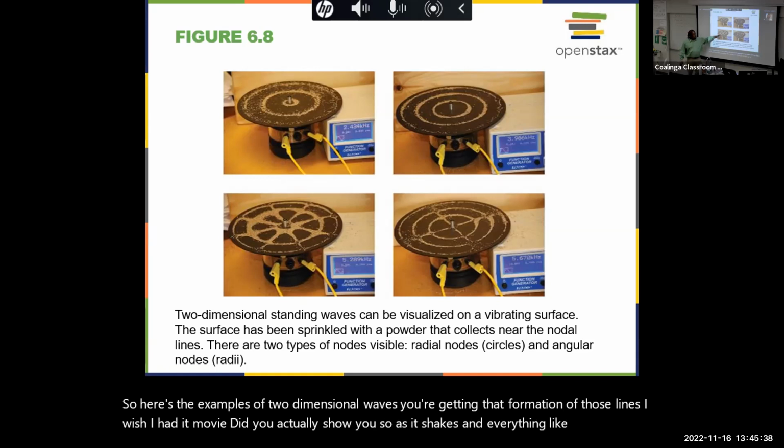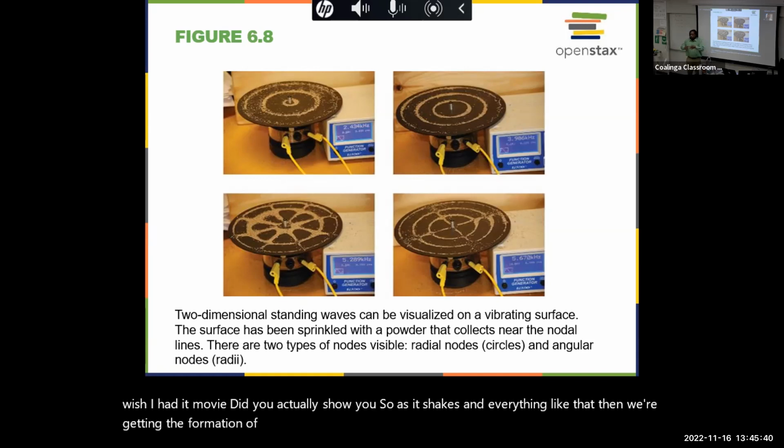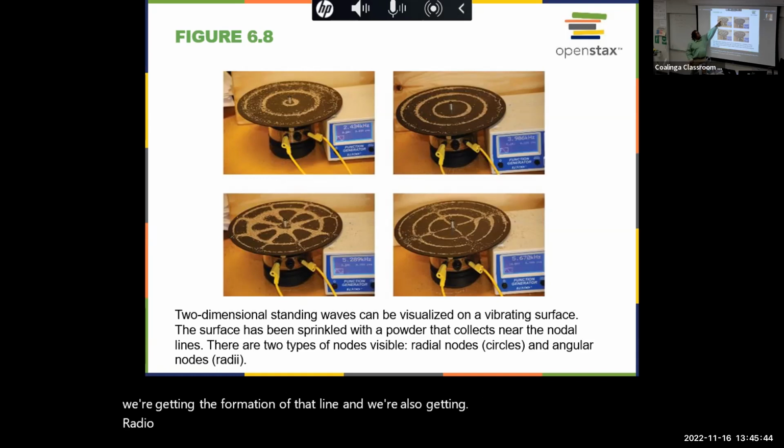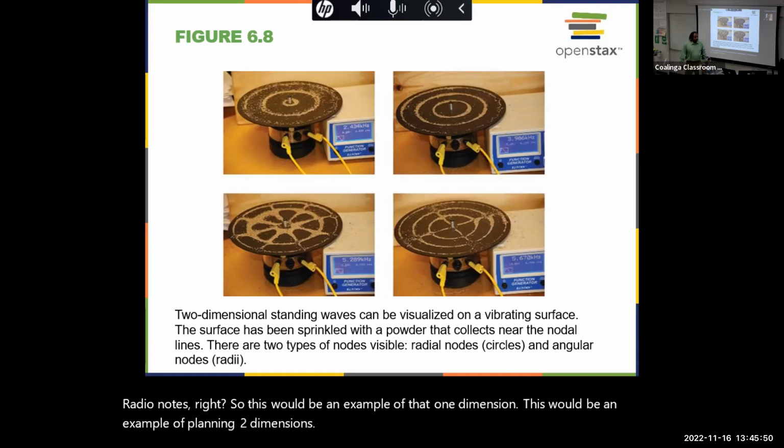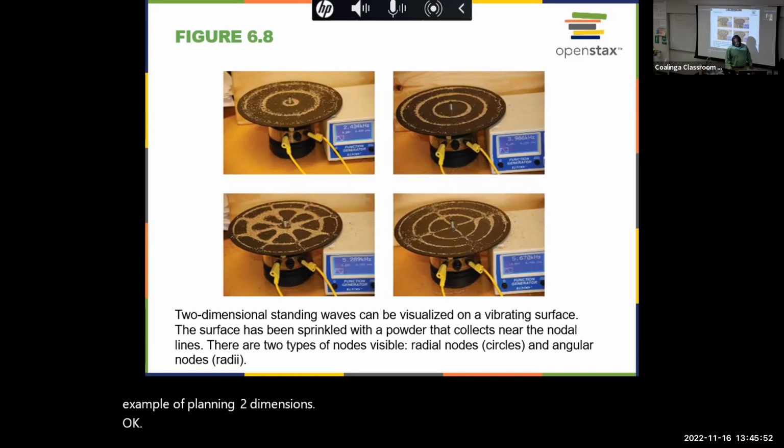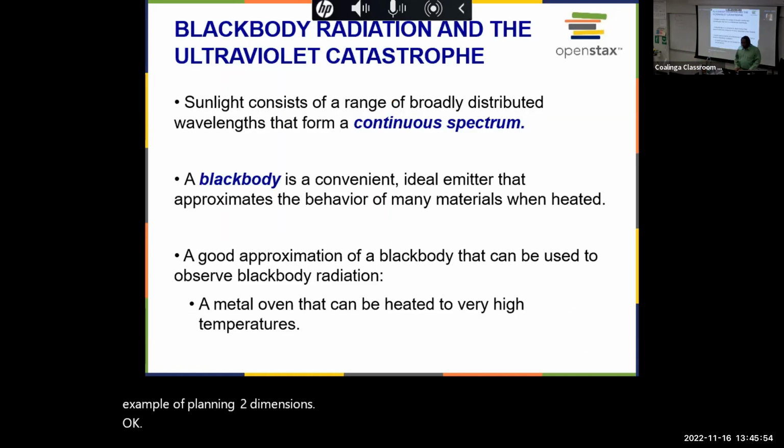And we're also getting radial nodes, right? So this would be an example of that one dimension. This would be an example of one dimension. Okay.